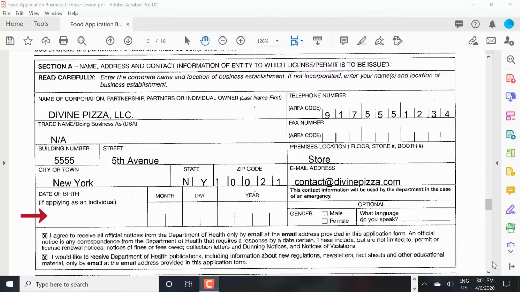The date of birth box, we will not apply, so NA. In the telephone number box, we will enter the number of the business. In this case, it is 917-555-1234. The fax box, we can actually leave blank. The premises location box, we will just put store. Next, let's enter your business email address, which is contact@divinepizza.com. The optional section will not apply to you in this example. The last part of this section has two agreements for you to check. One is mandatory. In this example, we will check both.